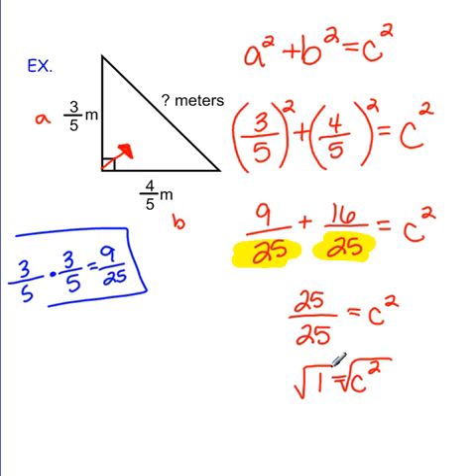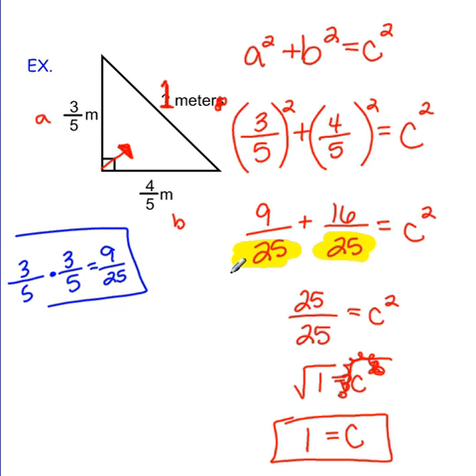What you do to one side, you have to do to the other. So the square root of c squared, that's an even exponent. It's considered a perfect square, so they kind of cancel out each other. And we have c equals, what's the square root of 1? 1. We have found the length of our hypotenuse. It is 1 meter long.